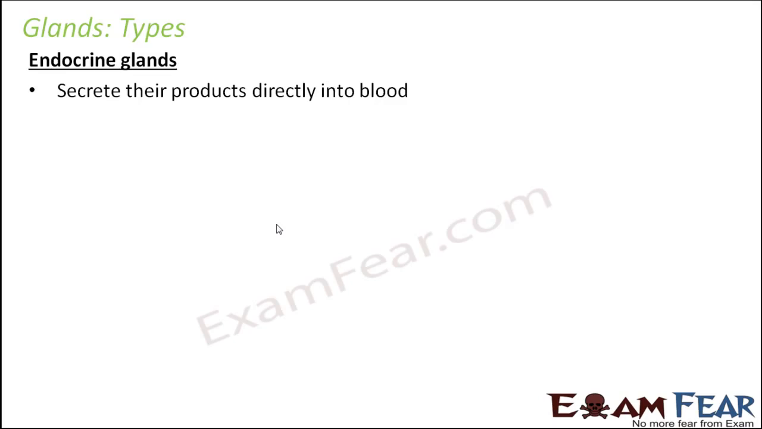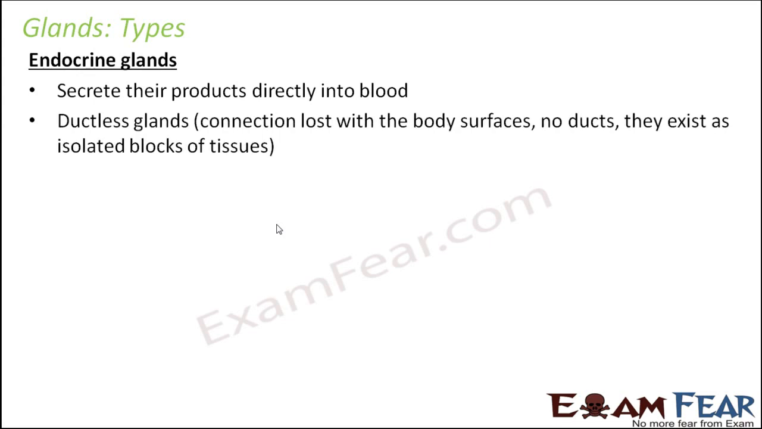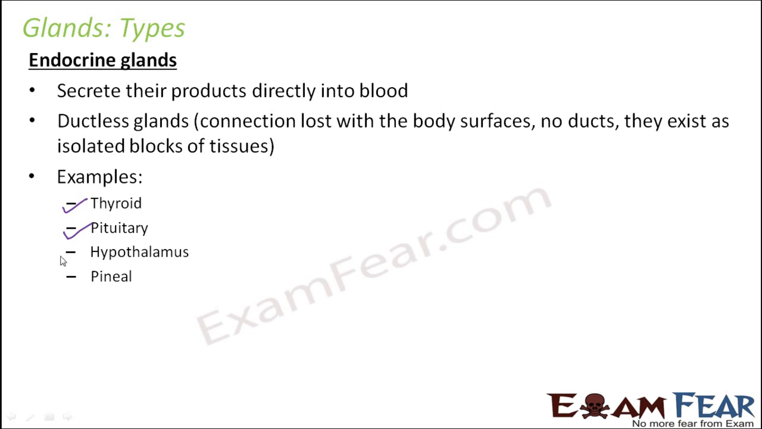So endocrine, endo means inside. These are ductless glands, connection lost with the body surfaces, no ducts. They exist as isolated blocks of tissues. So they just exist individually. There is no need of any connection to the body surface or anything. Examples of such endocrine glands are thyroid, pituitary, hypothalamus, pineal. These are all endocrine glands.